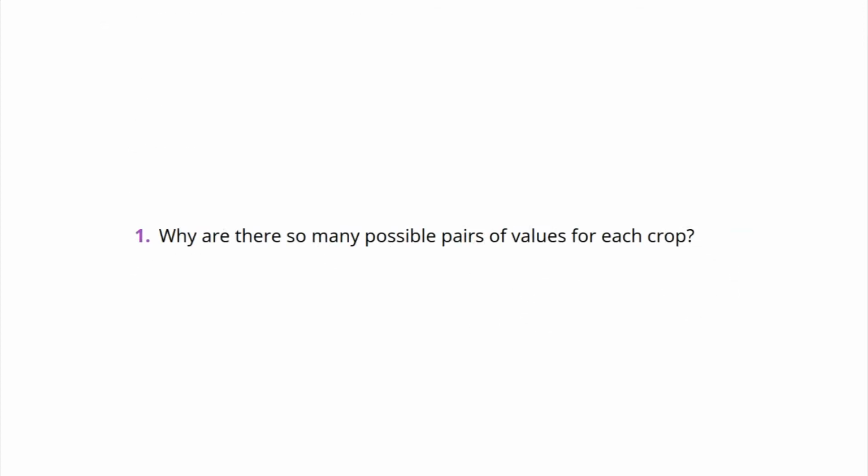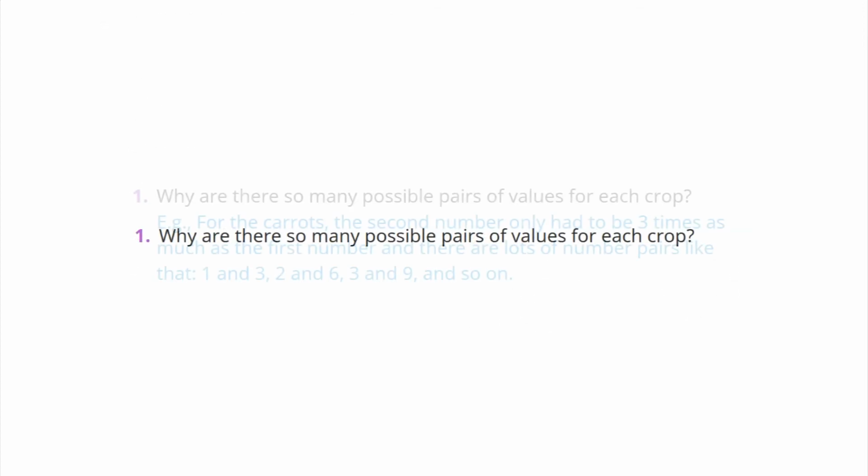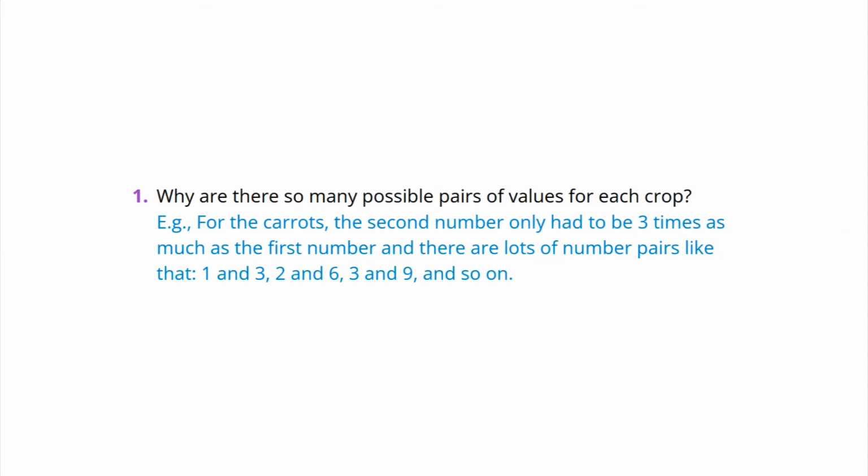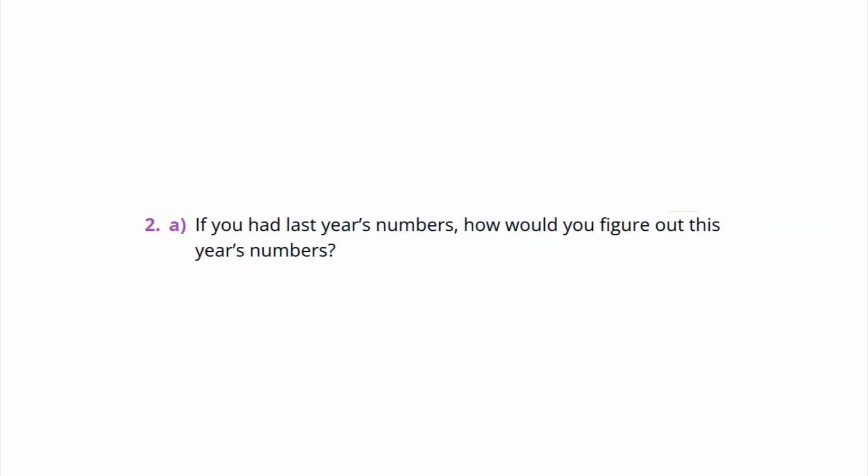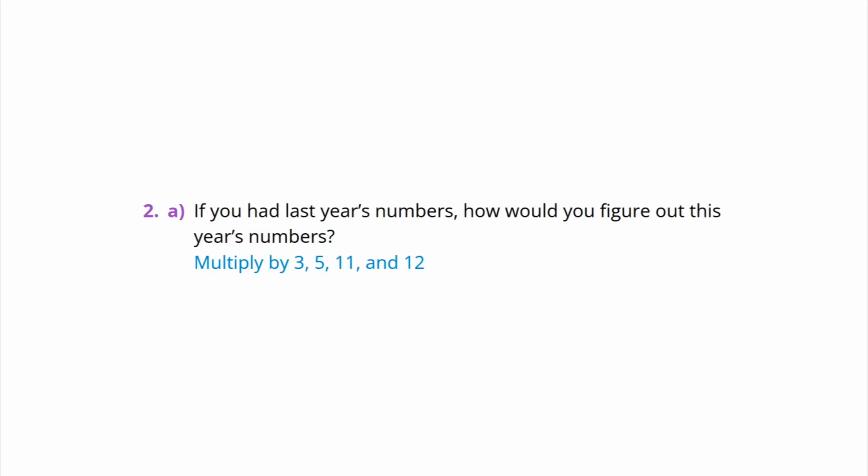Why are there so many possible pairs of values for each crop? Here's an example answer. For the carrots, the second number only had to be 3 times as much as the first number, and there are lots of number pairs like that. 1 and 3, 2 and 6, 3 and 9, number of possibilities are really infinite. If you had last year's numbers, how would you figure out this year's numbers? You're simply multiplying by 3, 5, 11, and 12.